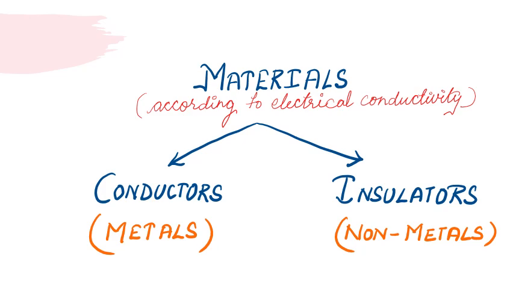So in this section we have seen the two important properties of metals and non-metals, that is heat conduction and electricity conduction. We are left with a few more properties. We will study about them in our next class.